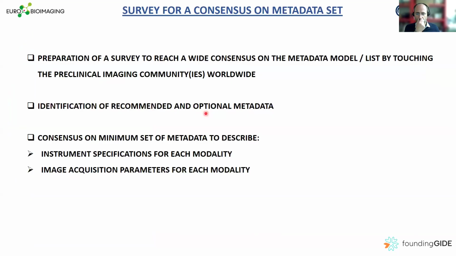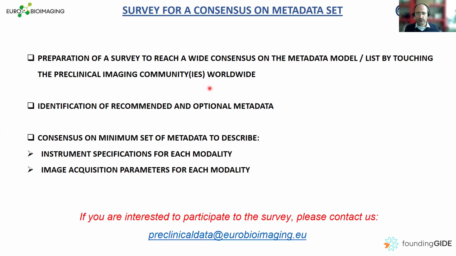So one hand is related to the metadata, and in order to reach a consensus on the metadata, we are developing a survey in order to reach a consensus on this metadata list, with the aim to touch other preclinical imaging communities worldwide. Of course, the larger the response from the survey, the larger the consensus on this metadata list, where we would like to identify recommended and optional metadata to describe the images, as well as to reach a consensus on a minimum set of metadata that could be exploited to describe instrument specification per each imaging modality, as well as image acquisition parameters per each modality. And if you are interested in participating in the survey, please send us an email, since in a couple of months we will be able to start the survey procedure.